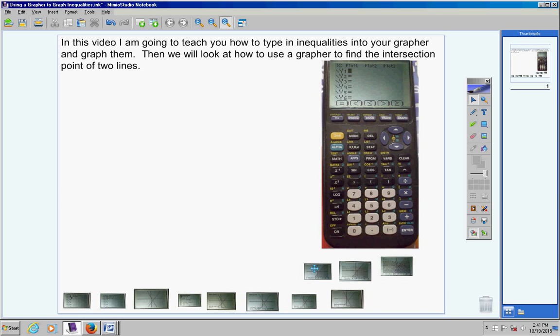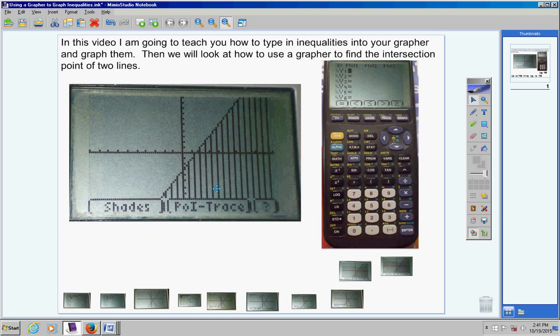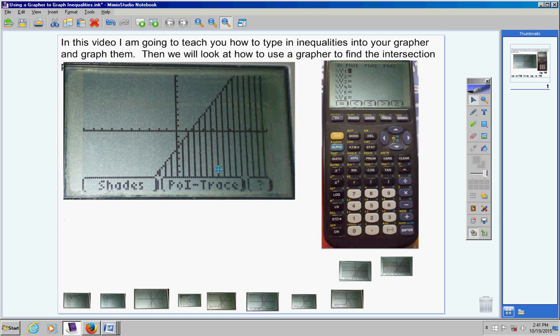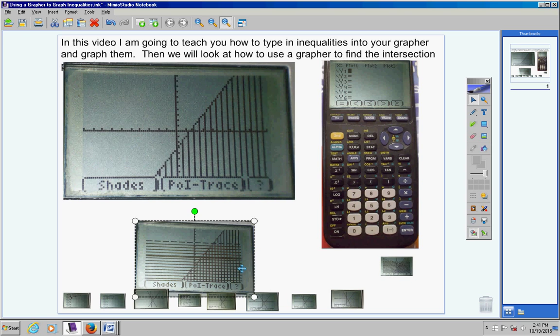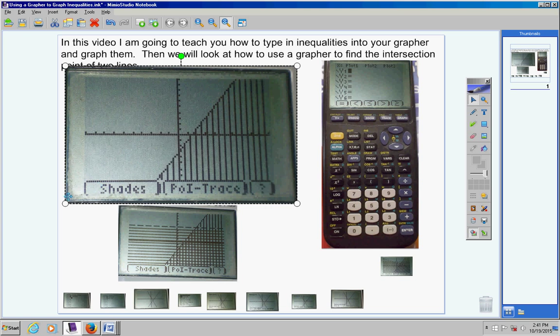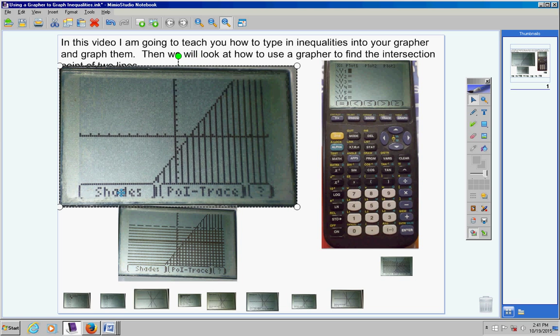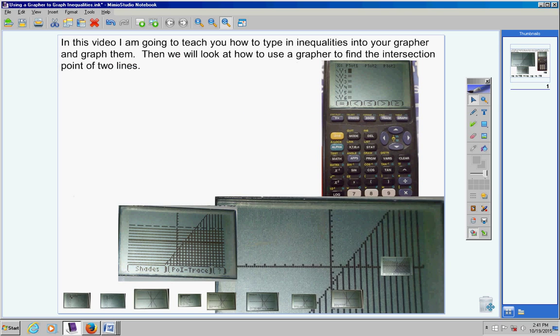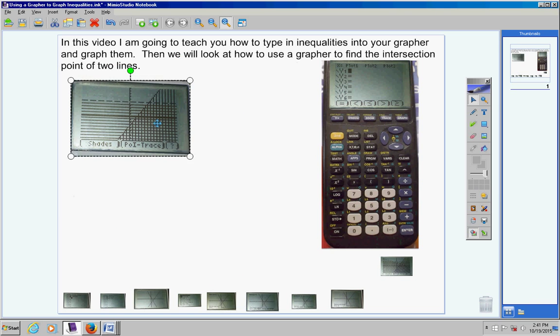You're ready to push graph, but don't do it yet. Once you push graph, your grapher is going to graph all three of those, okay? It's going to look like this first, and then it's going to look like this. It's going to graph the next line. You'll see this first. It's graphing the first inequality and shading for you. Then you do not need to push graph again. You just push graph once. It does all this for you.